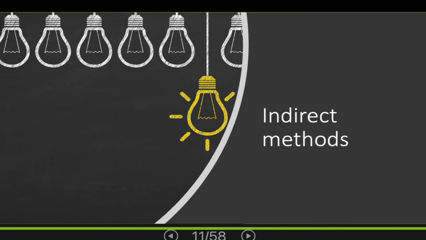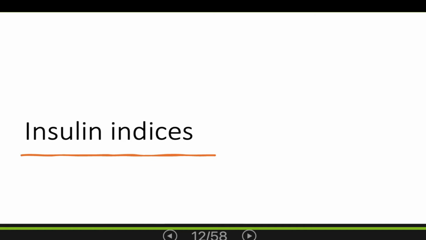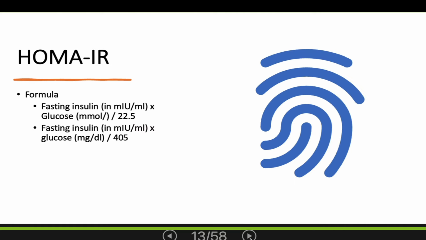Then let's talk about the indirect methods for assessment of insulin resistance. Now here, the frequently used and perhaps I would say frequently abused are the insulin indices, right? Now these are very simple to calculate, simple tests to perform, a little bit expensive, and in individual cases not very useful, right? So this is a very controversial area.